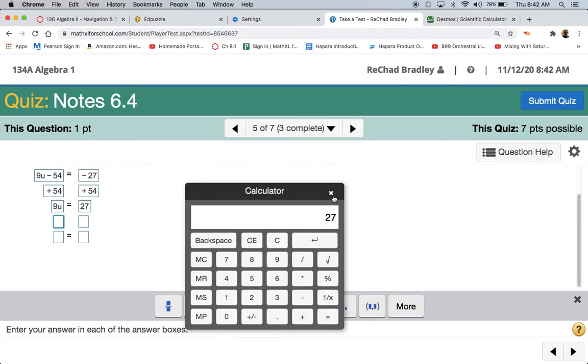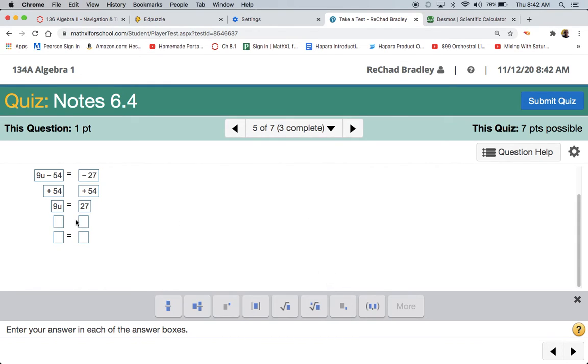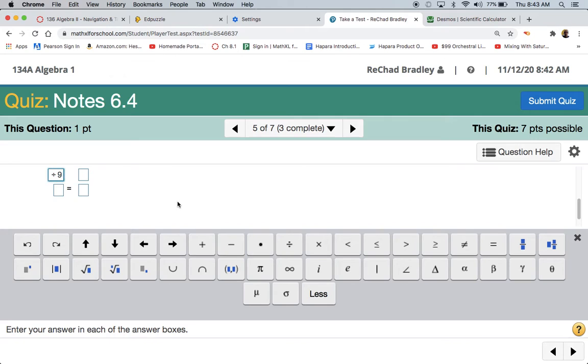Of course, from there we are going to divide by 9, but again, notice nothing's there because I'm not in the box. Once I click in the box, everything pops up.